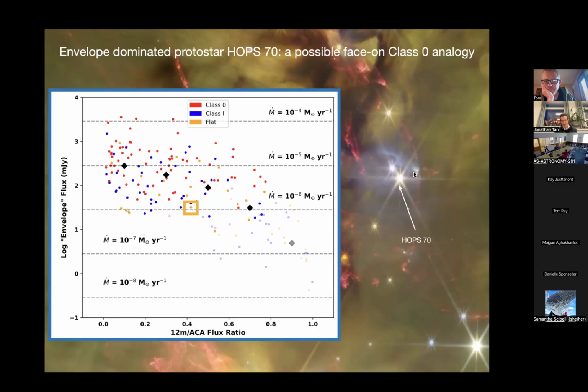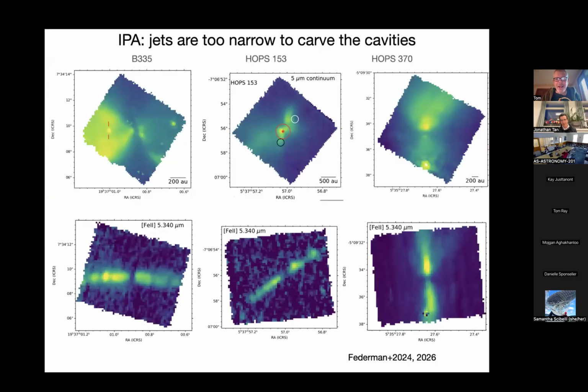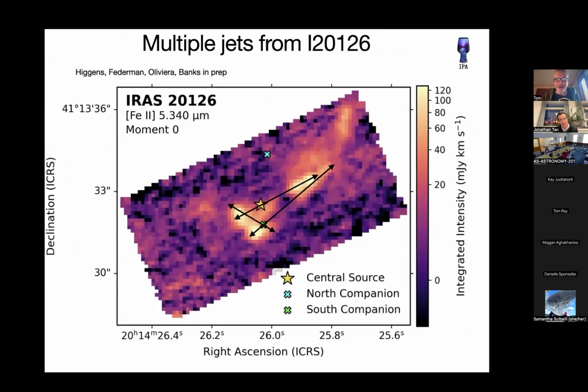I was wondering, when you try to estimate accretion rates onto these Class 0 protostars using, for example, OH, how do you correct for extinction? Because they should be highly extincted. Yeah, correcting for extinction is a problem with all of our data, H2, Fe II, and everything.